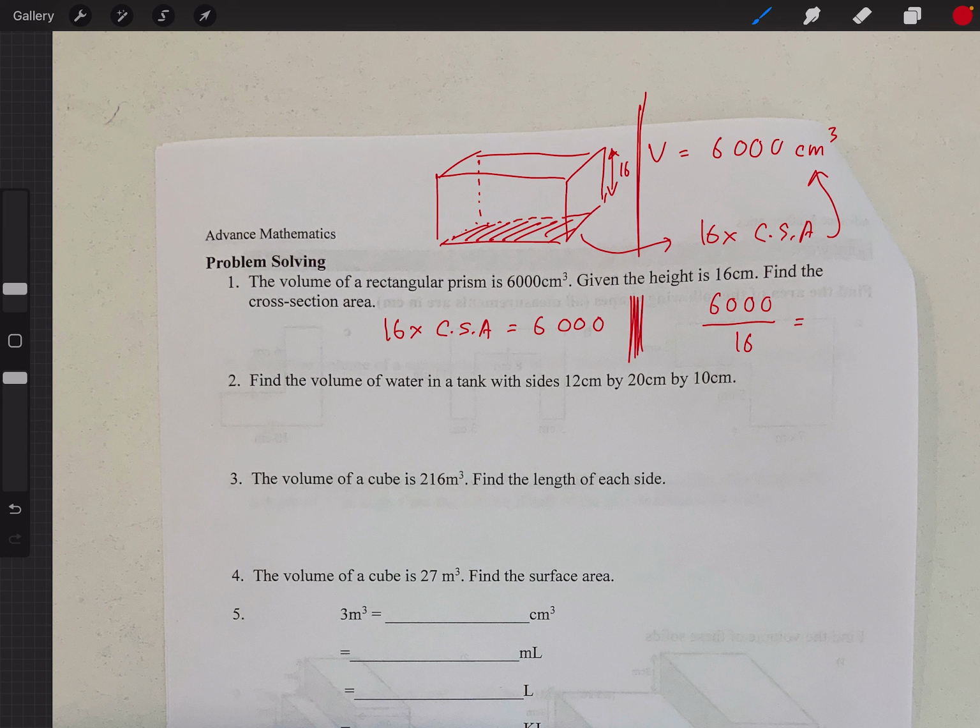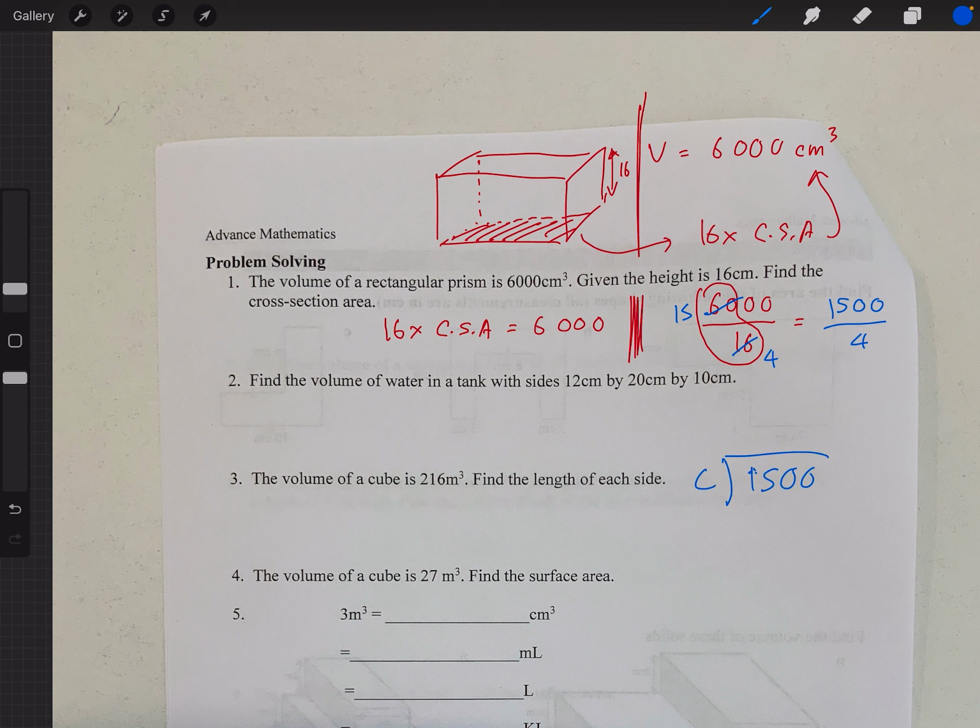So let's simplify this. Let's look at 16 and 60. I can simplify that as 4, and this one can be 15. So it'll be 1500 divided by 4. Okay, let's actually work it out.